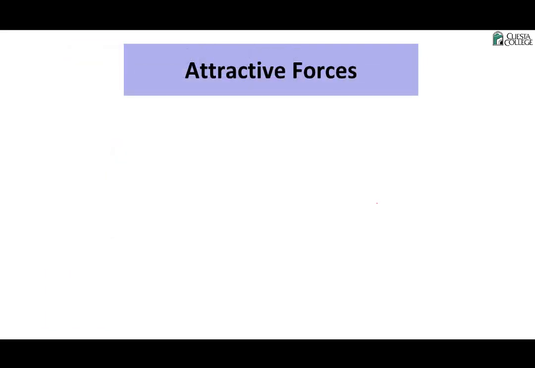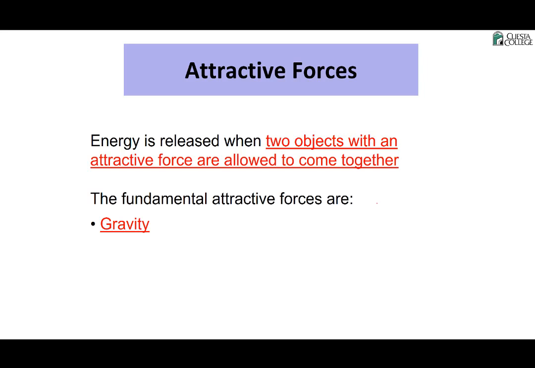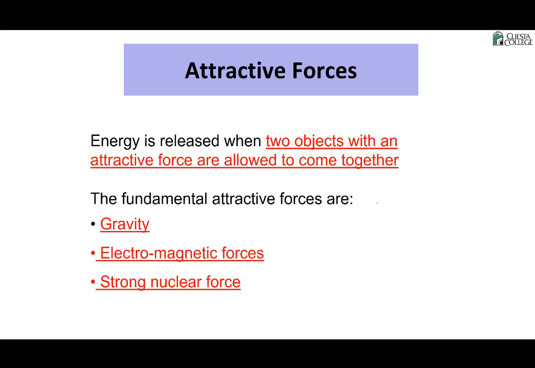There are certain attractive forces that we'll need to worry about in chemistry. In general, energy is released when two objects with attractive forces are allowed to come together. The fundamental attractive forces that we have in nature are gravity, electromagnetic forces, and the strong nuclear force. Now we all know about gravity because things fall when we drop them. The electromagnetic forces are things like Thomas the Train sets, where the magnets can pull Annabelle and Clarabelle close together.